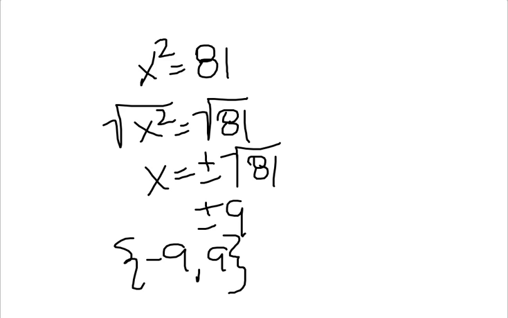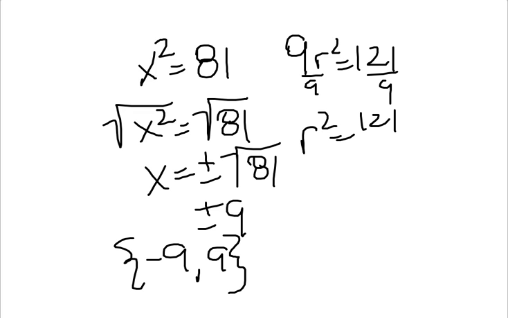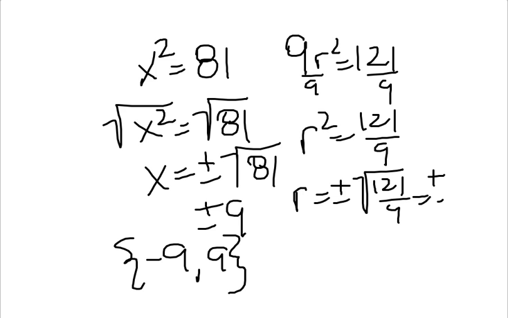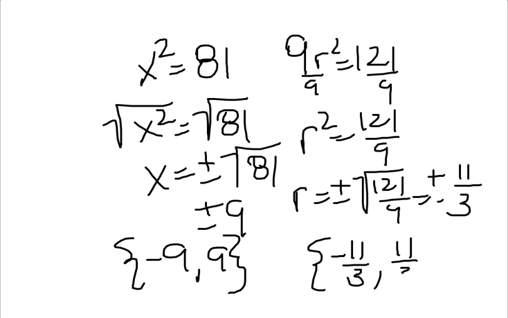What if I had something like 9r squared equals 121? Well, now I need to divide both sides by 9, and I get r squared equals 121 over 9. Need to take the square root of both sides, and I get r equals plus or minus the square root of 121 over 9, which is plus or minus 11 over 3. So my solution set here is negative 11 thirds or positive 11 thirds. So we've kind of done some of these problems like that, but let's look at another one.